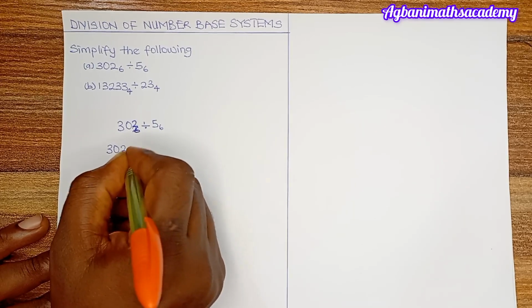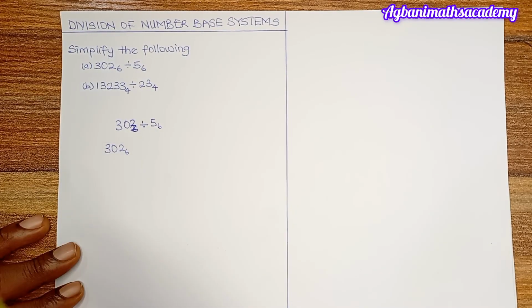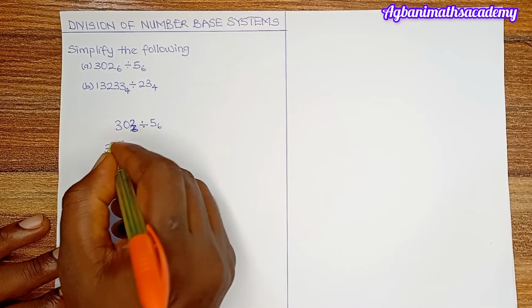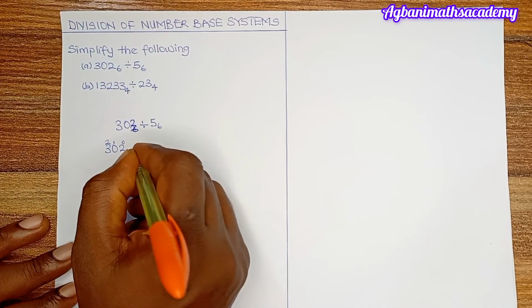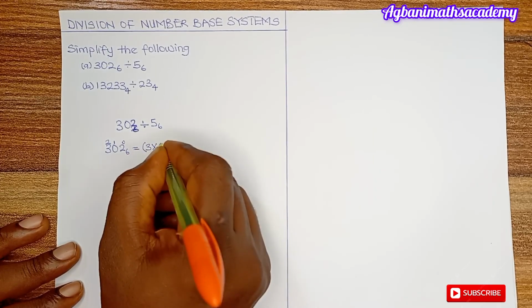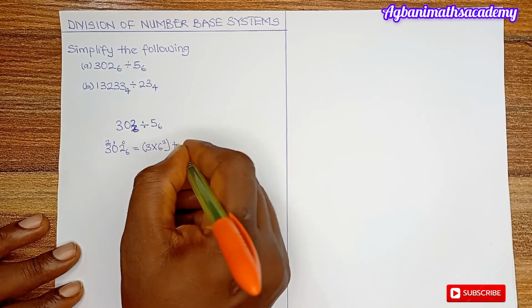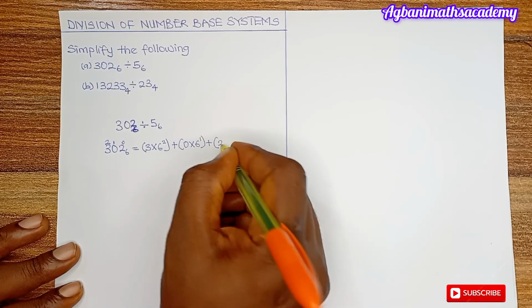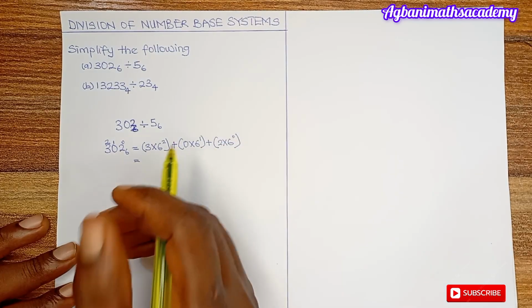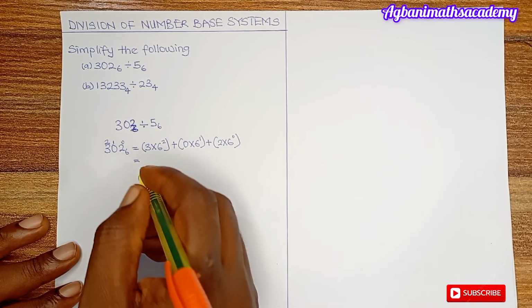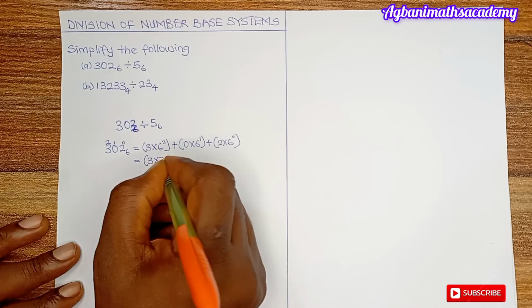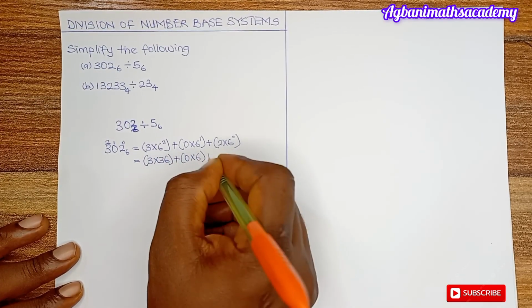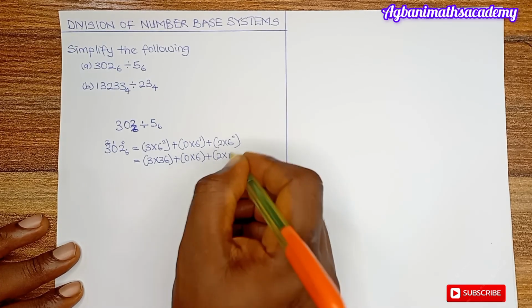302 base 6. Converting base 6 numbers to base 10, we have already been taught how to do that. So we have 0, 1, and 2. This will be 3 multiplied by 6 to the power of 2 plus 0 multiplied by 6 to the power of 1 plus 2 multiplied by 6 to the power of 0. So what is 6 to the power of 2? 6 to the power of 2 is 36. So we have 3 multiplied by 36 plus 0 multiplied by 6 plus 2 multiplied by 1.